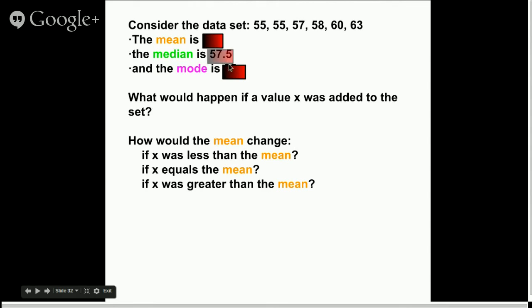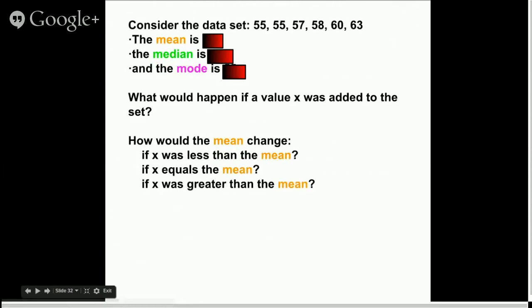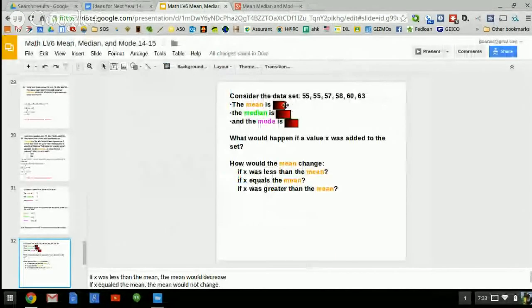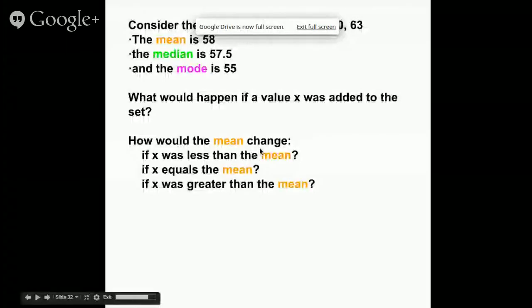Oh, that's supposed to... Okay, that was kind of weird. All right. These are not doing what I asked them to. Okay. Sorry. All right.